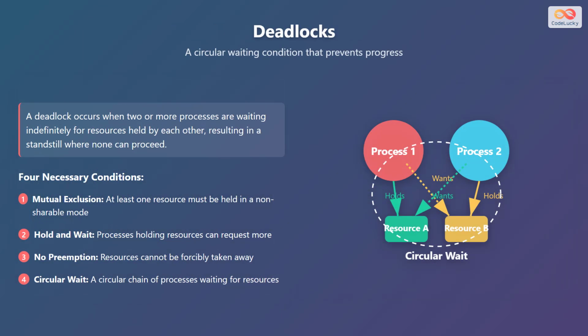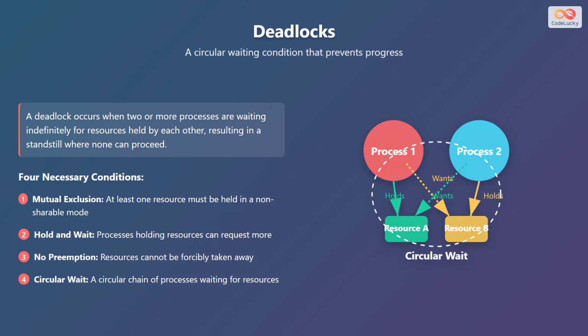Deadlocks occur when two or more processes are blocked indefinitely, waiting for each other to release resources. It is a circular waiting condition that prevents progress. A deadlock happens when two or more processes are waiting indefinitely for resources held by each other, resulting in a standstill where none can proceed.